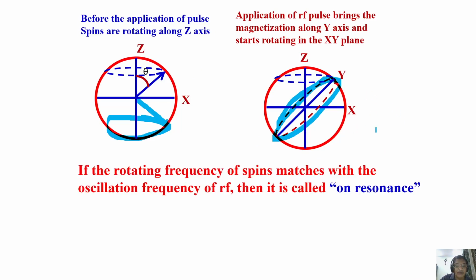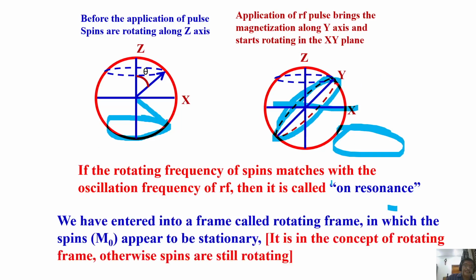See, now in the xy plane, the spins are rotating. When this frequency matches exactly with the applied frequency of the RF pulse, the external radiation which you applied in the perpendicular direction, that is on resonance. Understand? This is the situation when we say we have entered into a frame called the rotating frame. In the rotating frame, we always say the spins appear stationary.